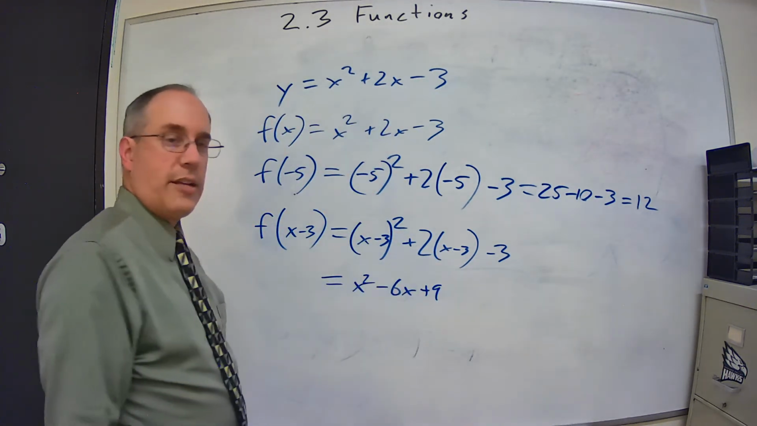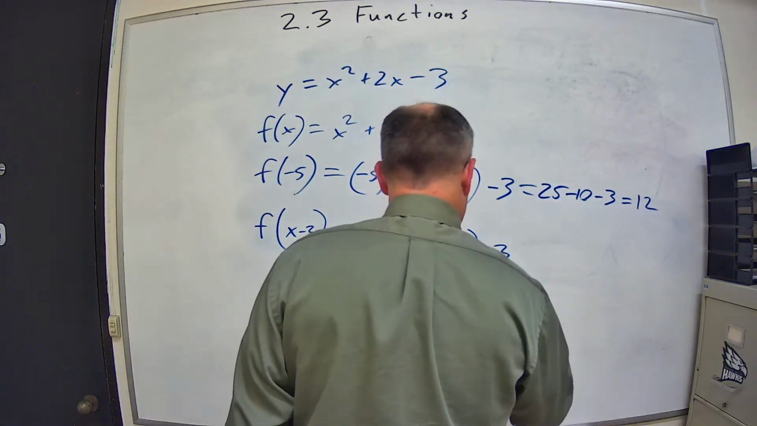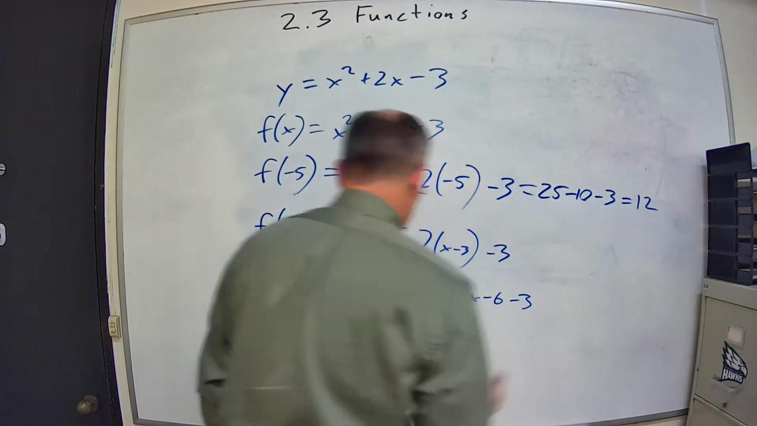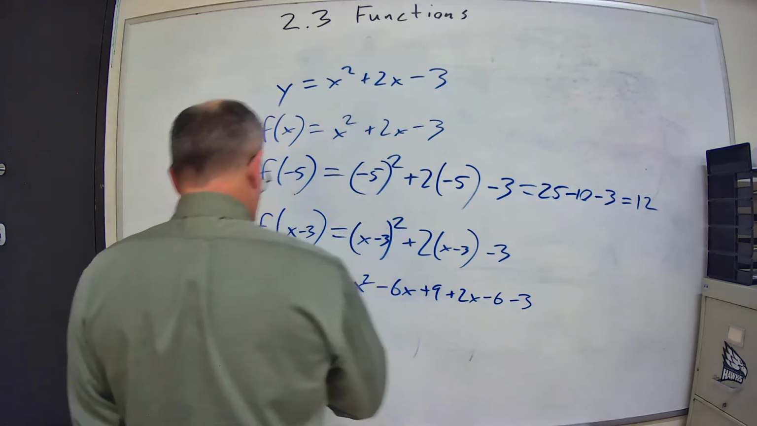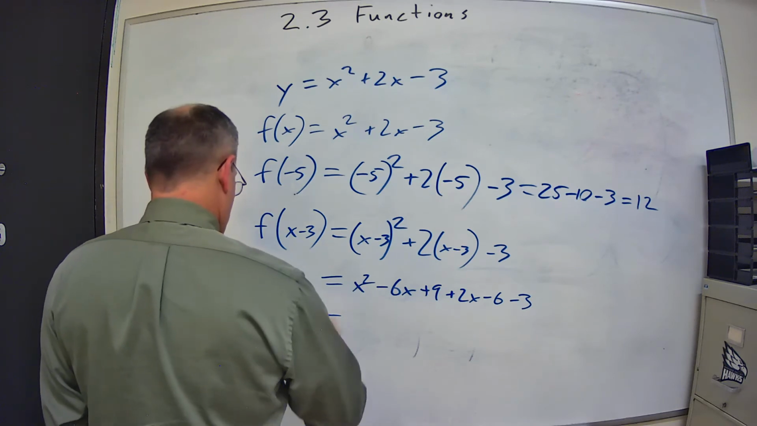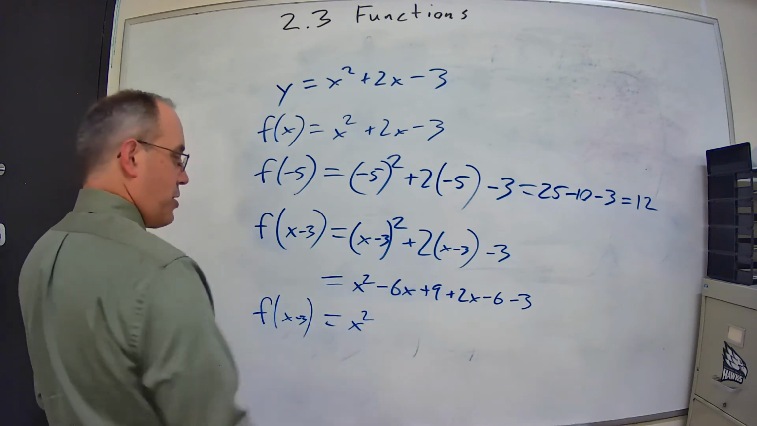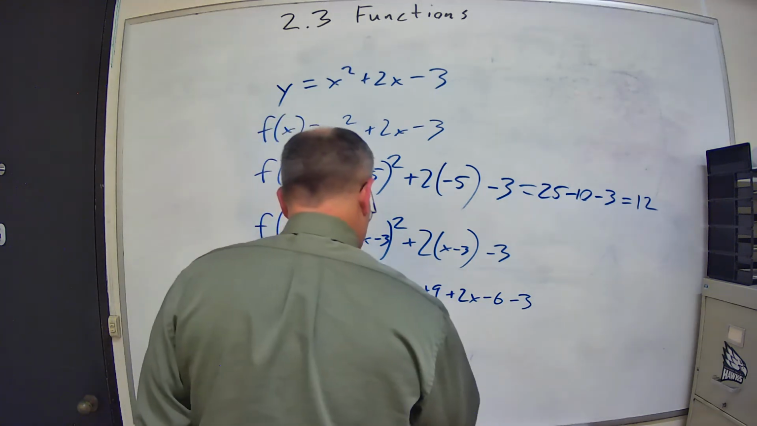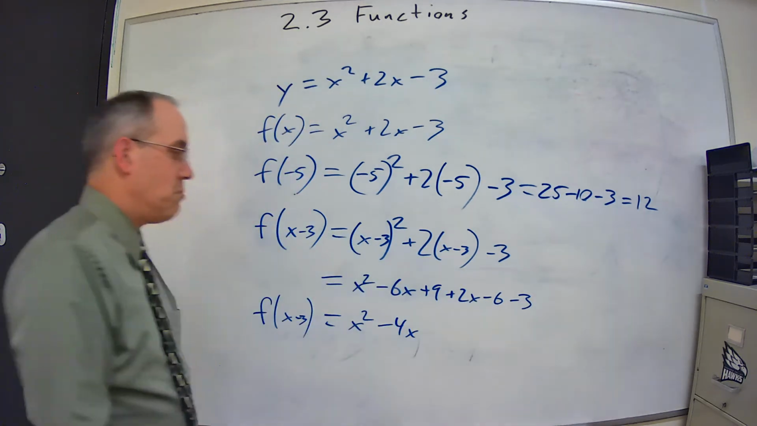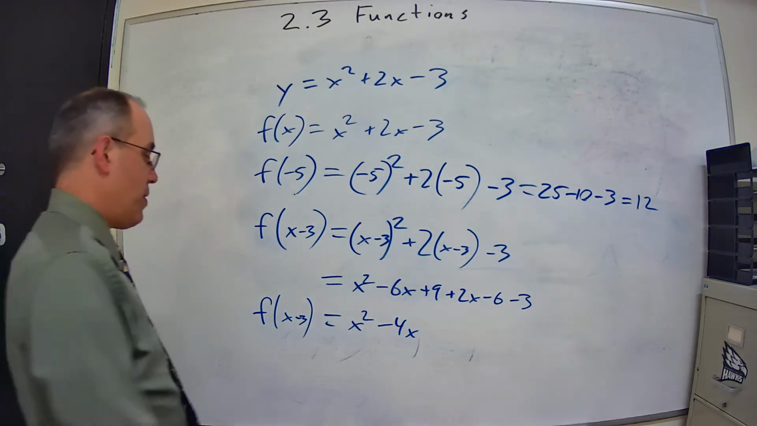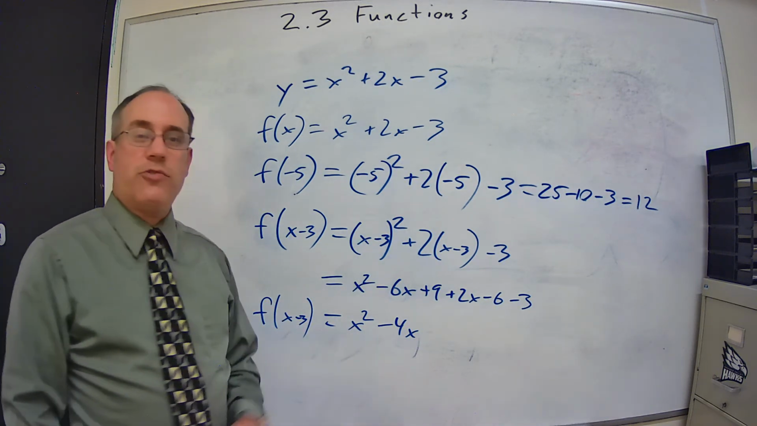Distribute 2 through the x minus 3, and that gives you 2x minus 6, minus 3. And now I can combine like terms, and I get f of x minus 3 is equal to x squared. I've got minus 6x plus 2x gives you minus 4x. And then I've got plus 9 minus 6 minus 3. 9 minus 6 minus 3 is 0. So f of x minus 3 is x squared minus 4x.